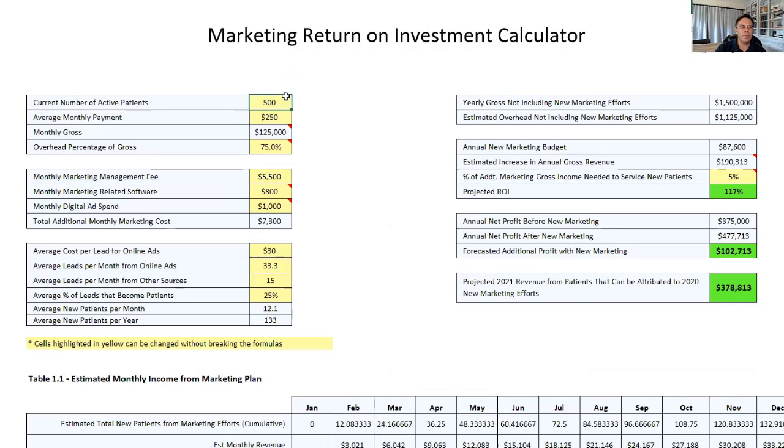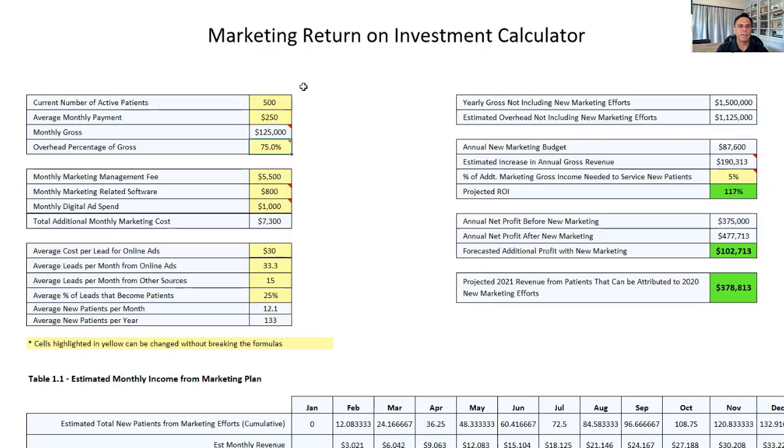So you put in your current number of active patients. How many people are on contract right now paying you monthly? Put in your average monthly payment. If you don't know it, I'm sure your financial coordinator can help you out. That'll give you your monthly gross. If you just know your monthly gross and you don't know these, just put it in there and override the formula. But these are easy.